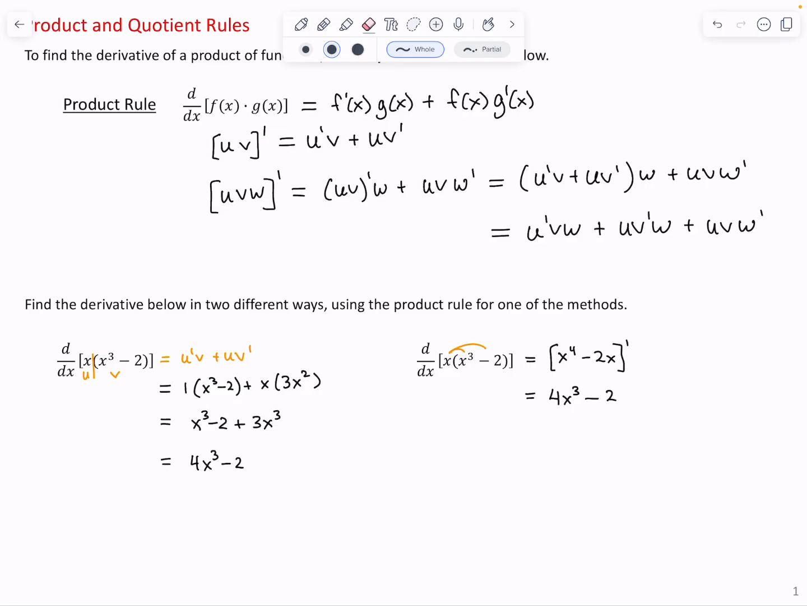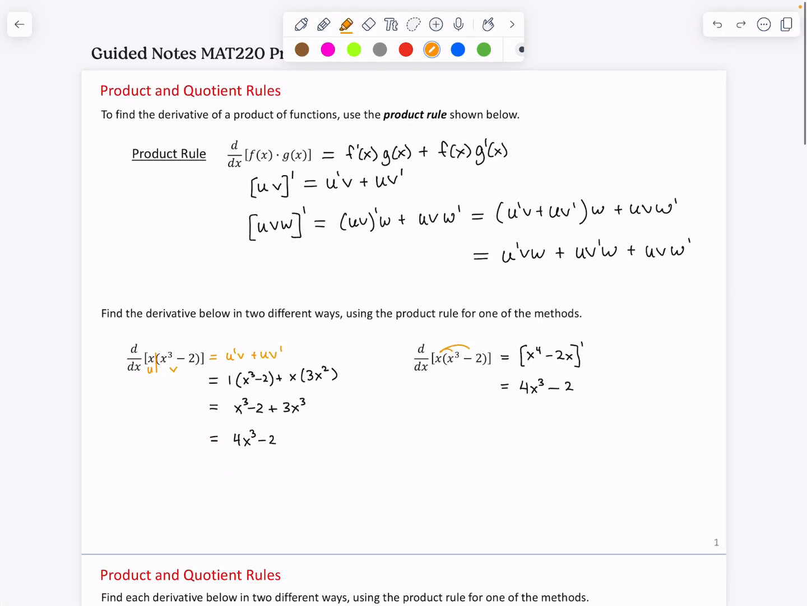Now there will be times where this second approach will not be possible, and we will need to use the product rule or this approach. We will see some examples of that later on in the course. Okay, next page.